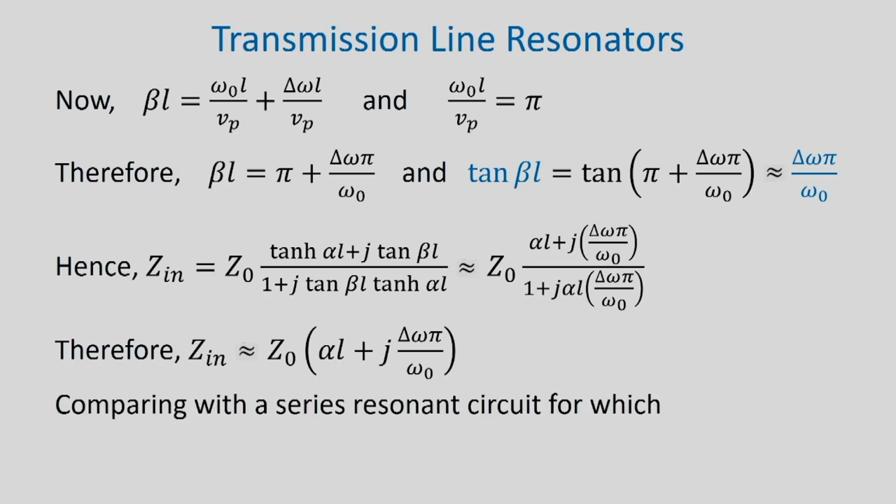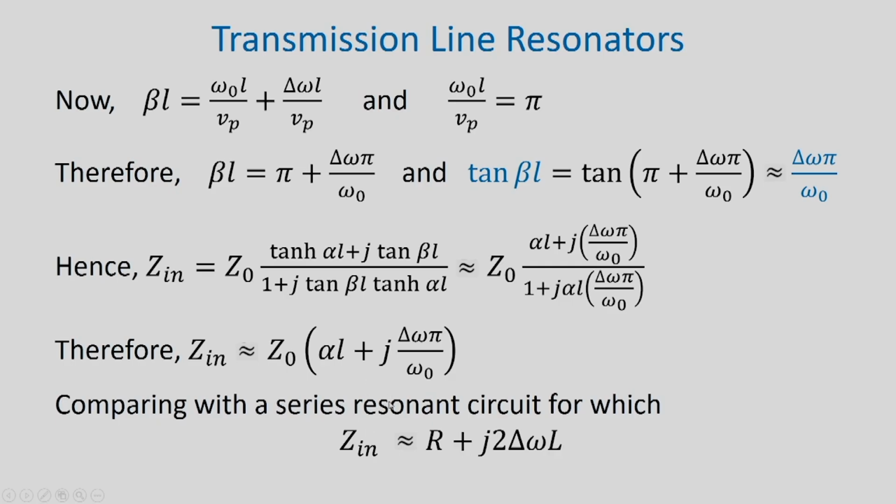Now, what we can do? We can compare it with the expression for input impedance of a series resonant circuit near its resonant frequency, which is given by Z in equal to R plus j 2 delta omega L.